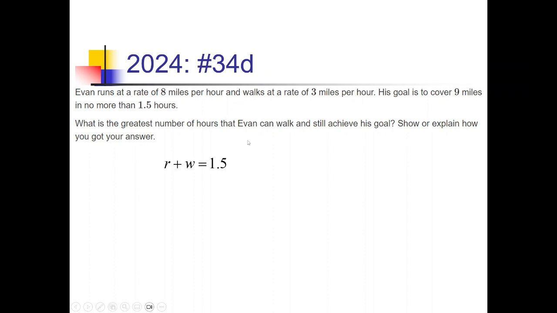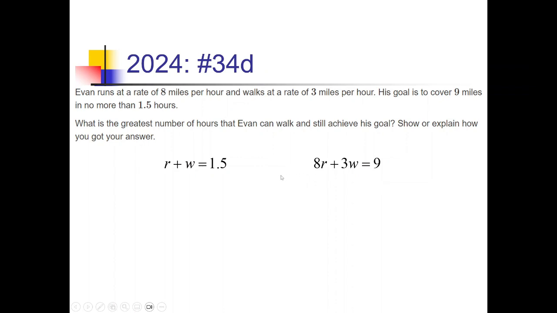Next, just like we did with Greta, we're going to set up an equation talking about the distance as well. So the distance that he gets from running, that's going to be 8 times R, plus the distance from walking, which is going to be 3 times W. That should all add up to 9. So 8R plus 3W equals 9. And now we're just going to go ahead and solve for W.